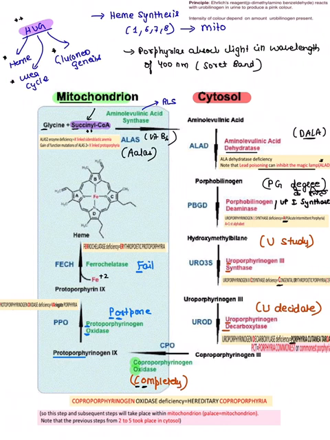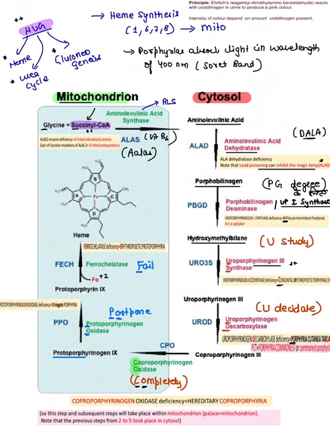So when glycine combines with succinyl CoA, aminolevulinic acid is formed, guys, and the enzyme is aminolevulinic acid synthetase. When aminolevulinic acid gets dehydrated, it forms porphobilinogen, guys. For this porphobilinogen, there is an enzyme known as porphobilinogen deaminase, which is also known as uroporphyrinogen 1 synthetase. This forms hydroxymethylbilane, guys. For this hydroxymethylbilane, there is an enzyme known as uroporphyrinogen 3 synthase.